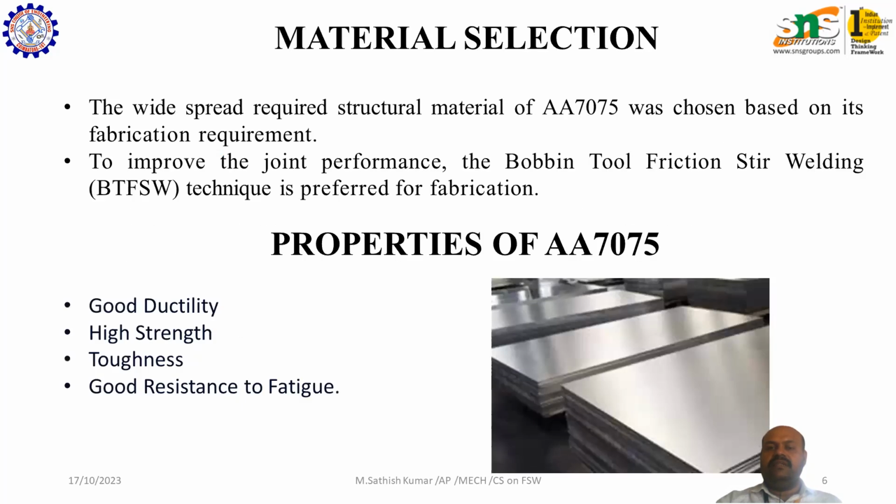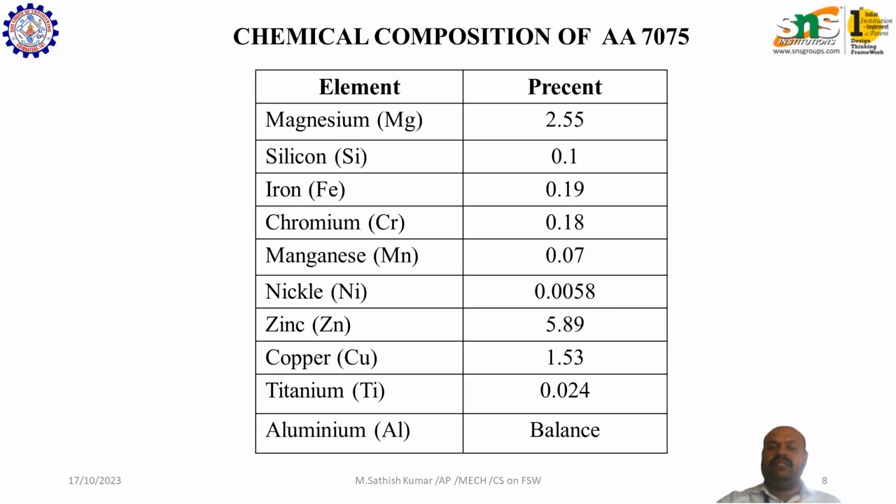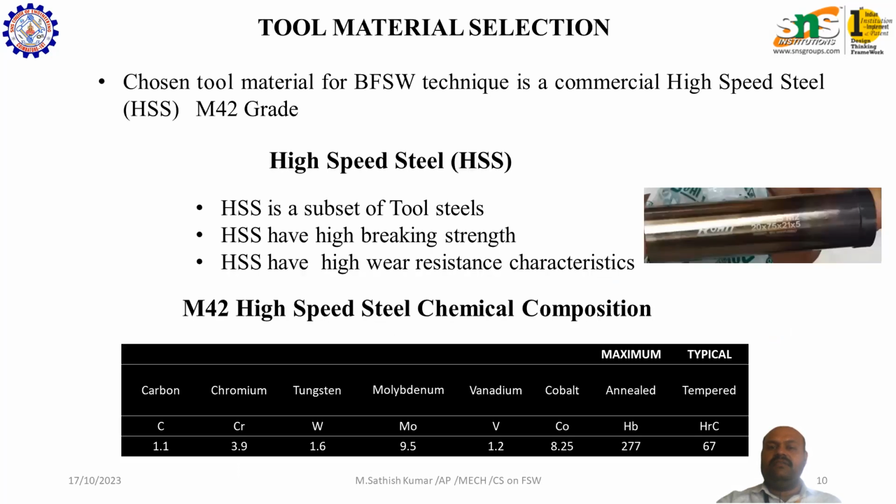We will see the case study on 7075 material, which is applied in aircraft fittings, gears and shafts, missile parts, regulating valve parts, worm gears, aerospace and defense applications, and automotive. And the composition is like this.